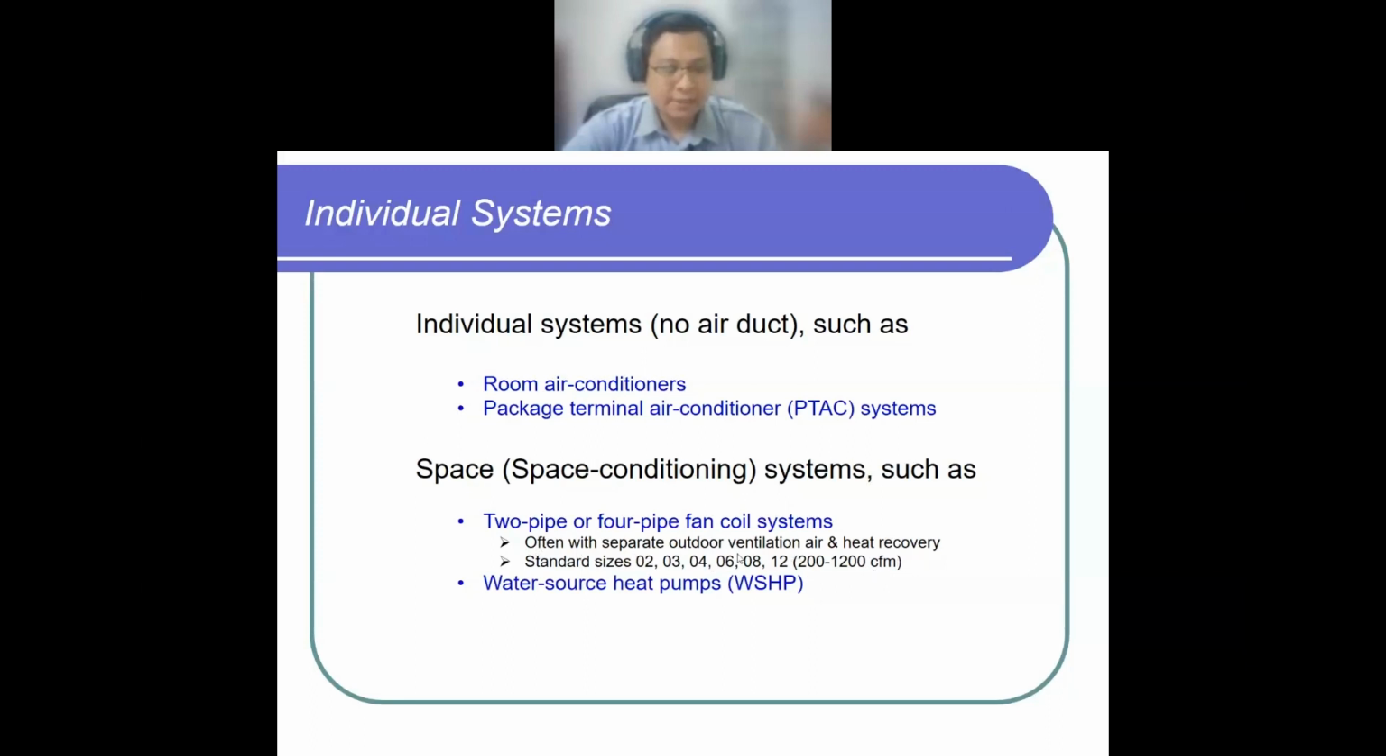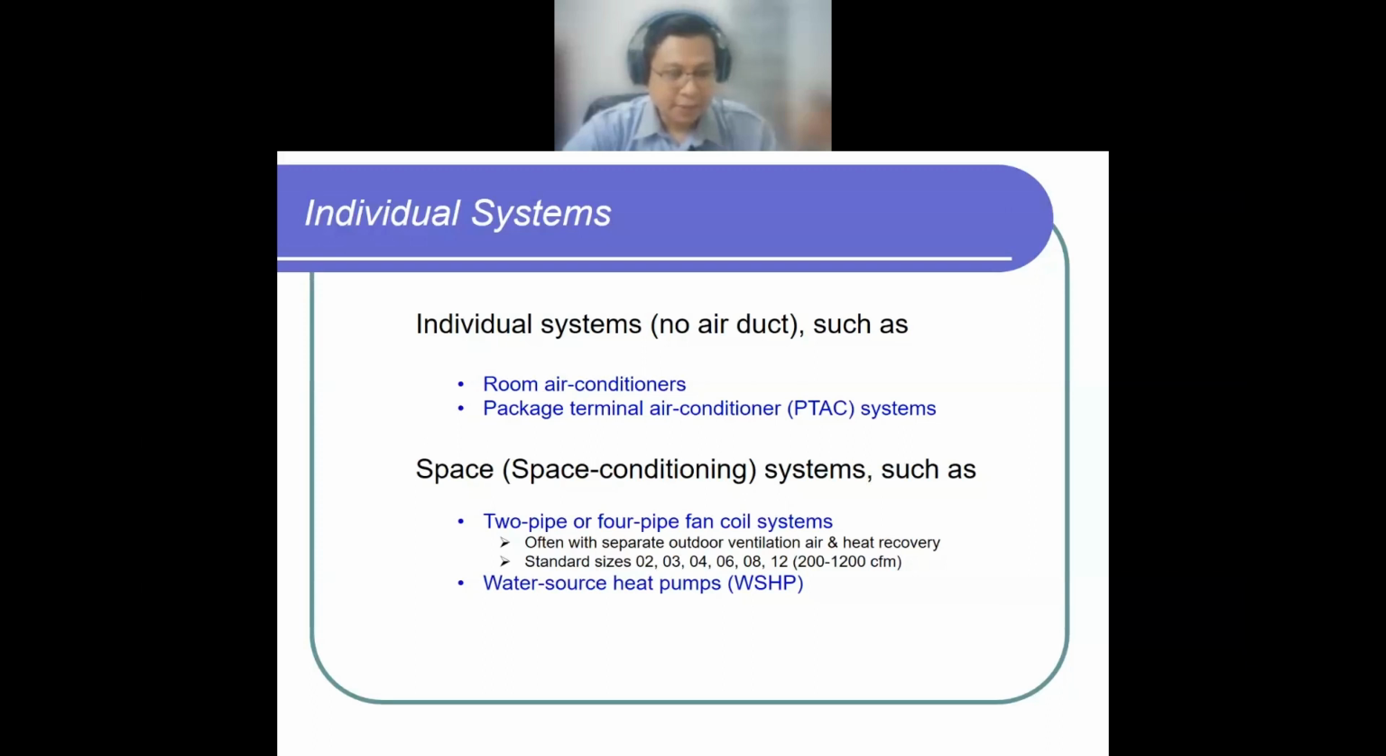So these 2 pipe or 4 pipe fan coil systems are often used with separate outdoor ventilation air and heat recovery. Standard sizes are 2, 3, 4, 6 up to 212, and the flow rate is within 200 up to 1000 CFM. That one is the split condition. So we will serve up to this flow rate.